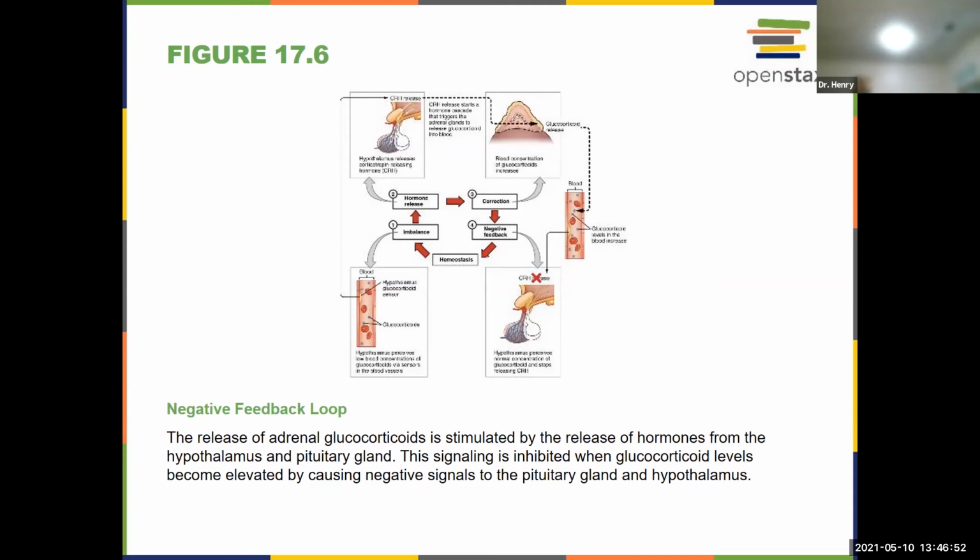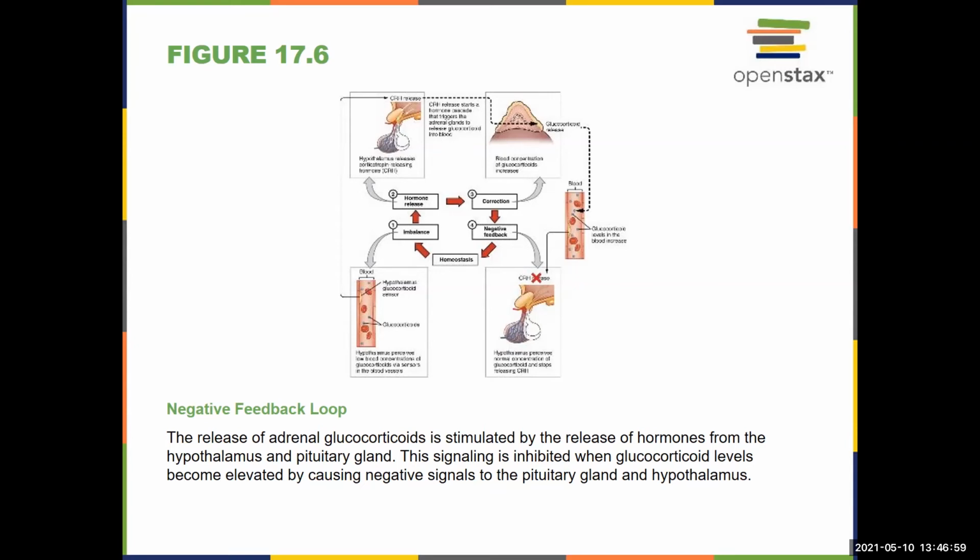So there's an imbalance, the hormone releases, there's a correction, and then, oh, okay. So it's like a one and done thing.